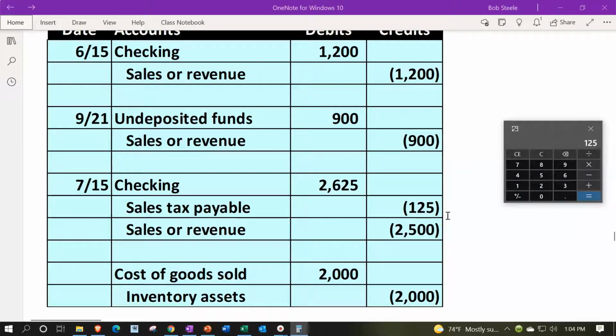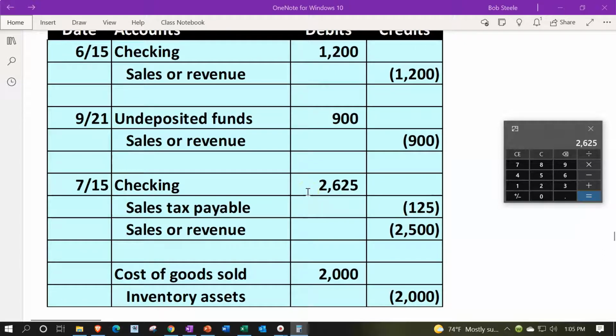That $125, it's not charged by us in theory. It's charged by the state or local government, and they're making us be their collection agency for them. So we have to collect it on their behalf. It's a tax in theory on the customer. That means the amount that we're going to charge the customer and receive at this point is going to be the 125 plus the 2,500. So this is the amount that we would receive.